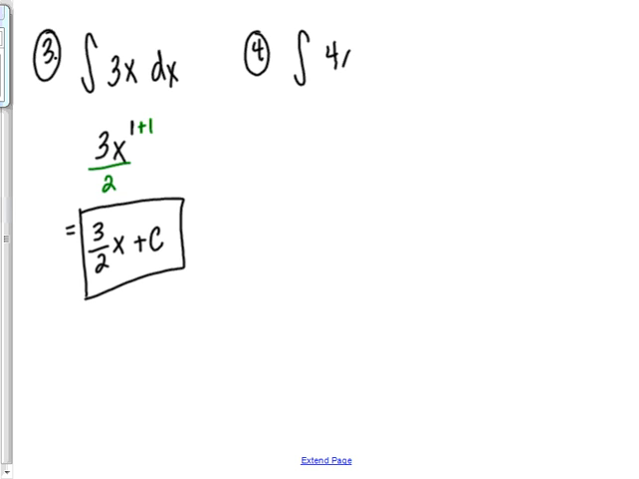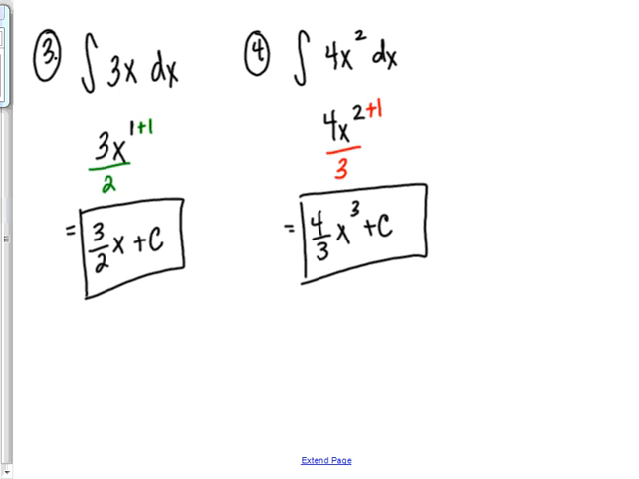So the integral of 4x squared dx. Come underneath it with my 4x squared. Add 1 to it, and I get 3. So now divide by 3. So 4/3 doesn't reduce, so I'm left with 4/3 x to the third plus C. Now again, you can check these. If you want to see if you did it right, take the derivative and see if you get back to where you started.